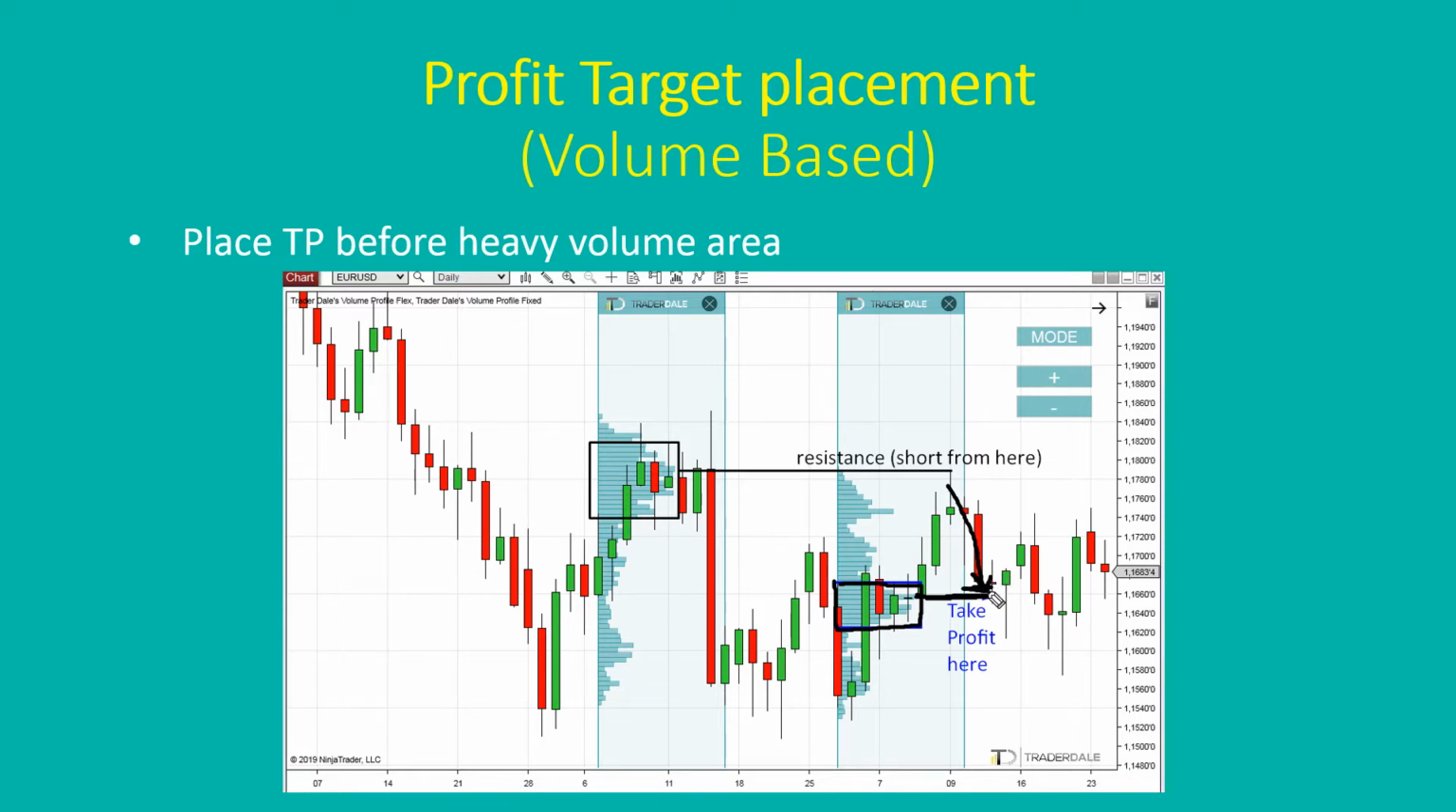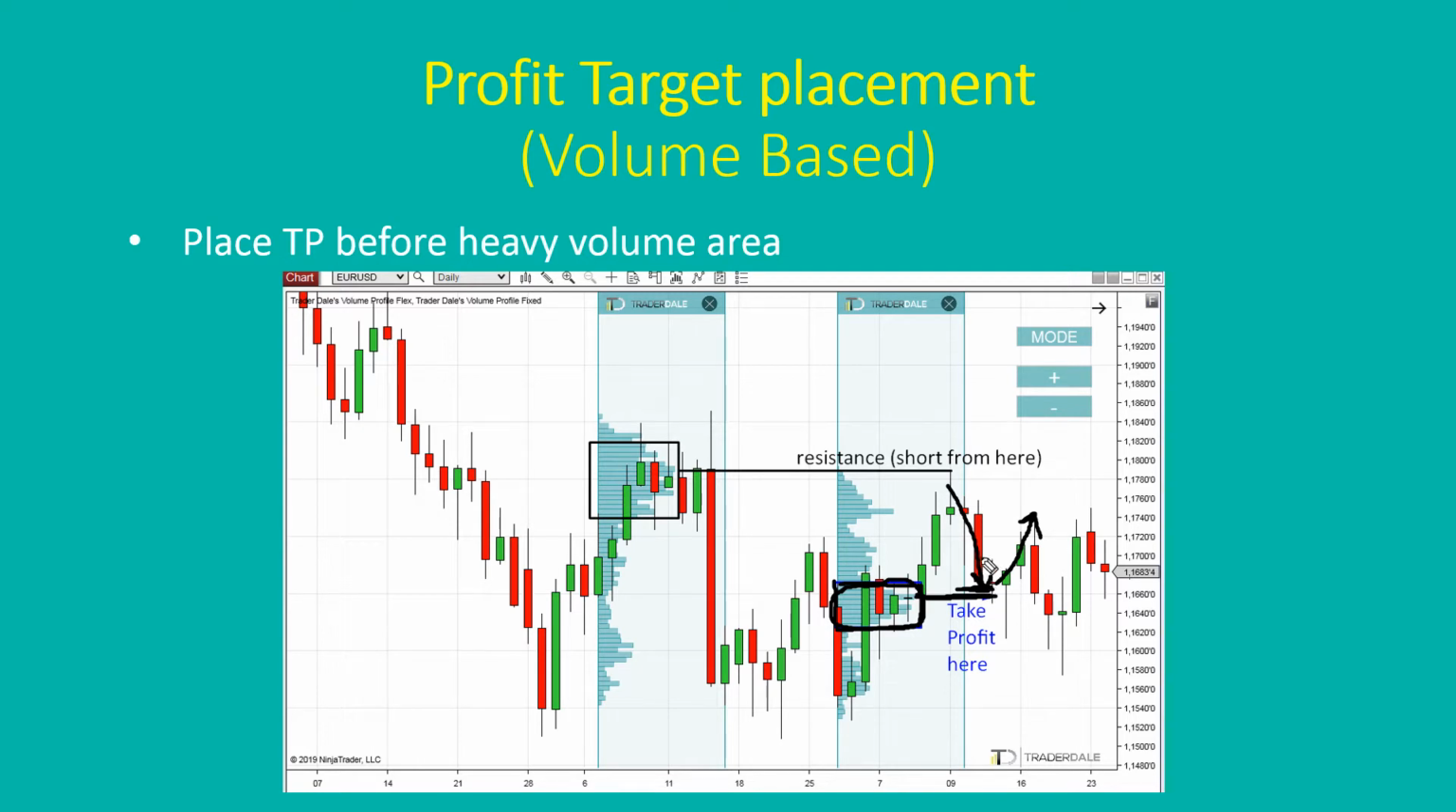Somewhere in here. Alright, because heavy volumes could work as a strong support or resistance zone, in this case strong support, and this could potentially turn the price against you, and you don't really want to risk that, so it's best to quit your trade before that. Alright, so this is how you can determine where to take your profit based on volumes.